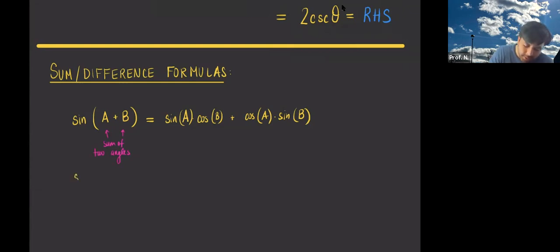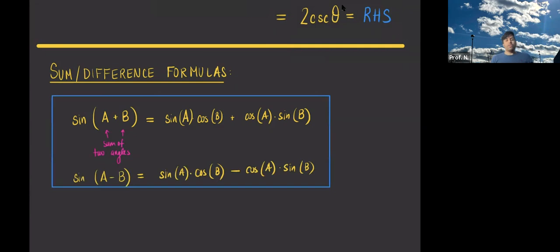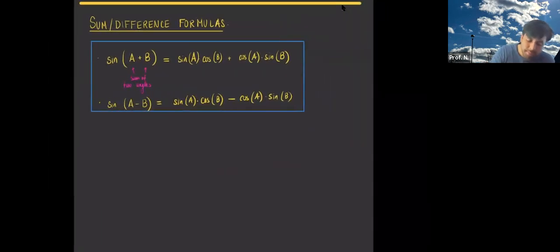And then when I have a difference, for example, A minus B, this is sine of A times cosine of B minus cosine A times sine B. So these are the sum and difference formulas for sine. Okay? So how can we use this? How is this applicable? Well, let me show you.